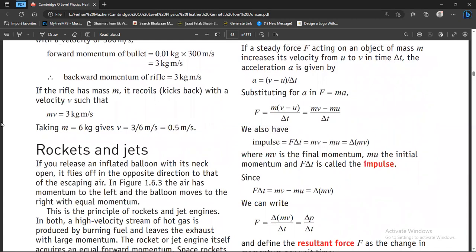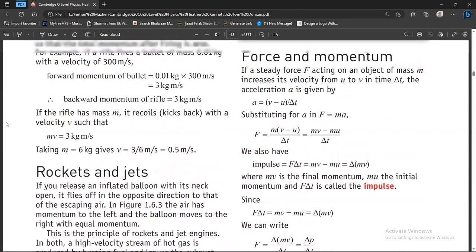If the rifle has a mass m, it recoils. Recoil means it kicks back with a velocity v such that mv will be equal to 3 kg meter per second. Its momentum will be equal to the momentum of the bullet. Taking m, for example, the mass of the rifle as 6 kg, then v will be equal to 3 divided by 6, and that will be 0.5 meter per second. So the rifle will recoil with a velocity of 0.5 meter per second. It's a very, very important thing.